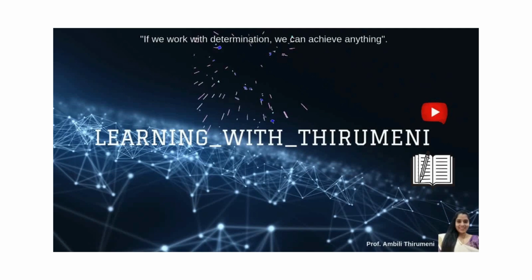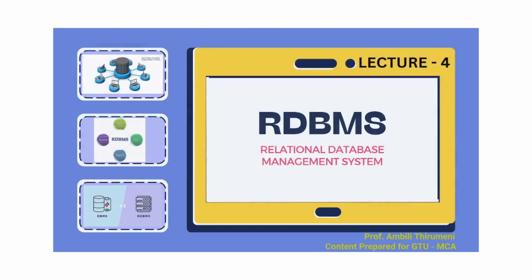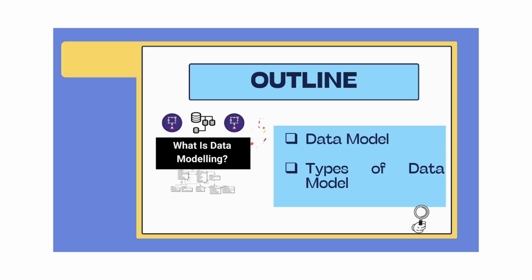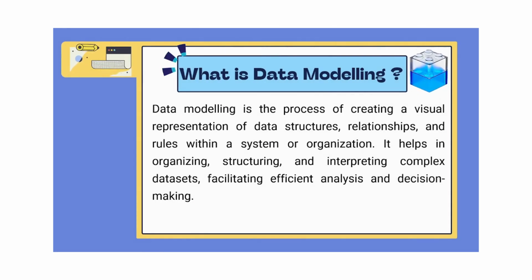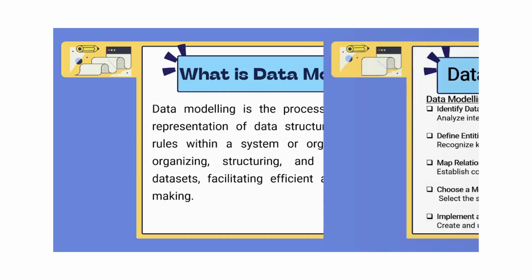Hello everyone, this is our lecture 4 on RDBMS. In today's session, we are going to learn about what is data model and what are the types of data model. Data model or data modeling is the process of creating a visual representation of data structure, relationships, and rules within a system or organization. It helps in organizing, structuring, and interpreting complex data sets, facilitating efficient analysis and decision making.